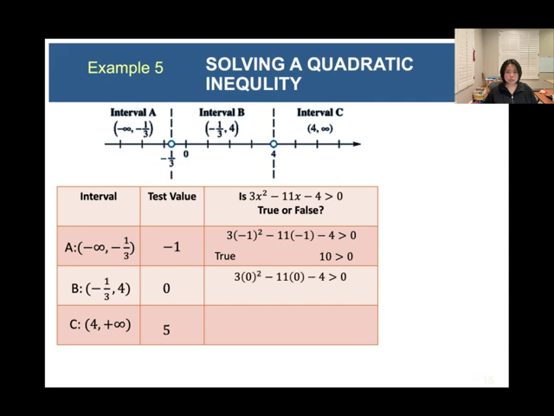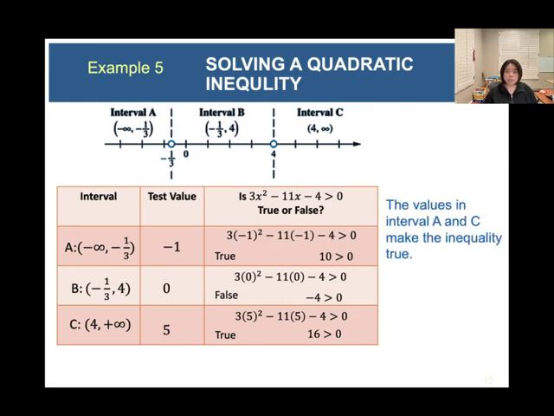Second part, -4 strictly greater than 0. This is a false statement. Last one, you should get 16 strictly greater than 0, so this is a true statement. So the values in interval A and C make the inequality true. This part and this part give us the true statement, and that will be my solution. The solution set will be a union: from negative infinity to negative 1/3, or from 4 to positive infinity.